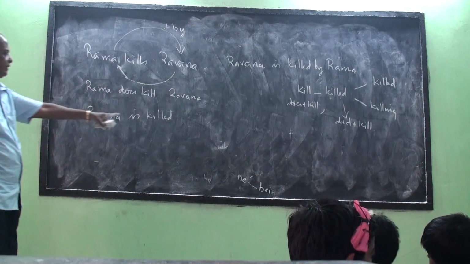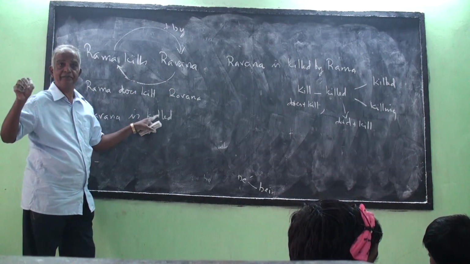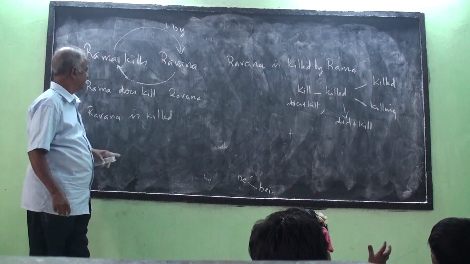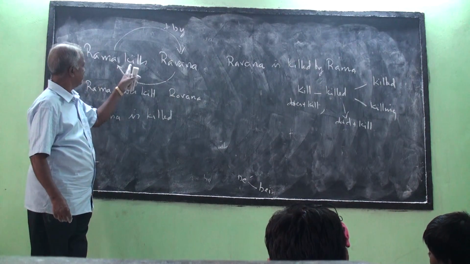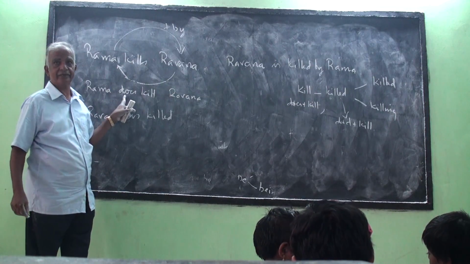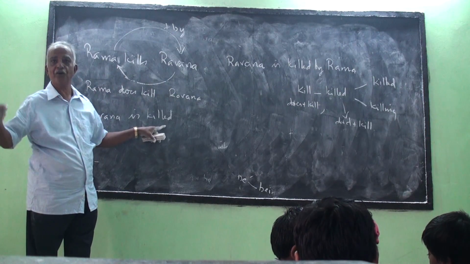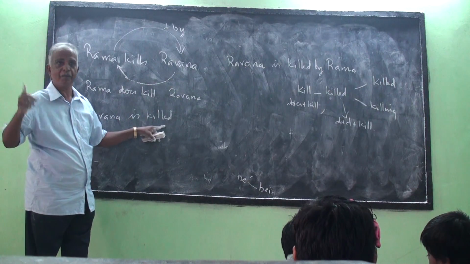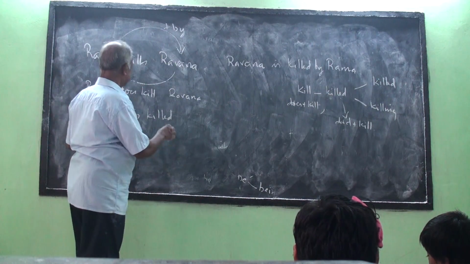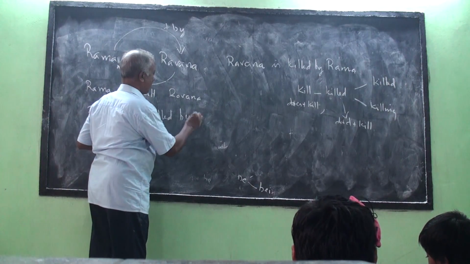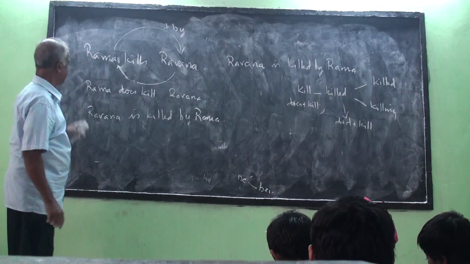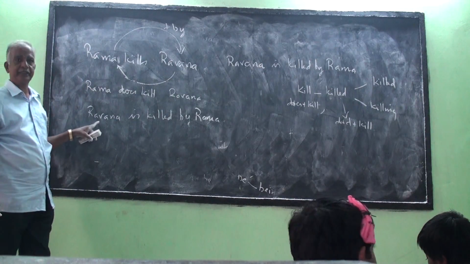This kill has no did inside. This kill has does inside. But this kill has no did inside. You understand the difference? Ravana is killed by Rama. This is active voice and this is passive voice.